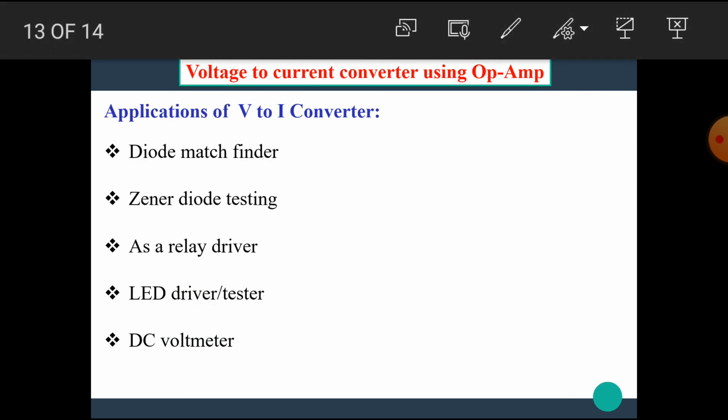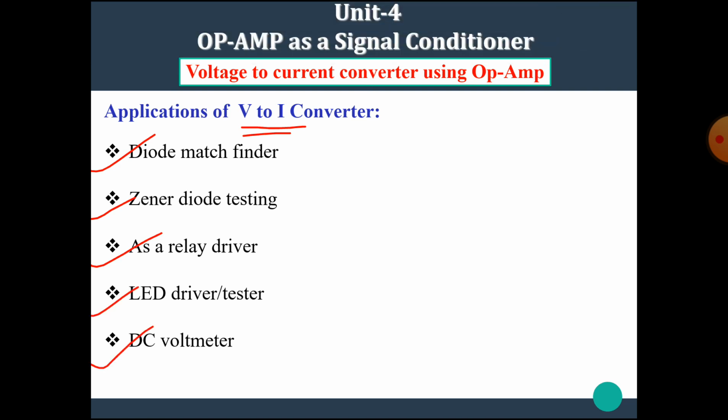Now let's see the applications of the voltage to current converter. The voltage to current converter is used in many applications like diode match finder, Zener diode testing, as a relay driver, as an LED driver or tester, and in DC voltmeter. I hope you all understand the voltage to current converter in floating mode load and the grounded load resistor. Okay, thank you.